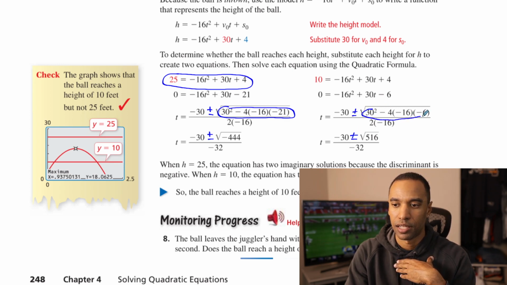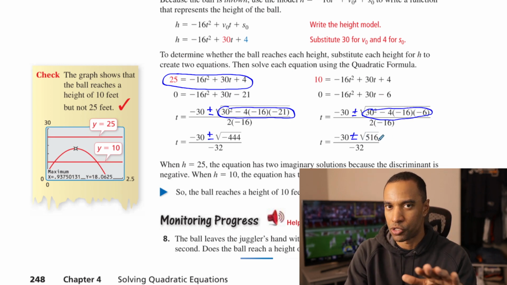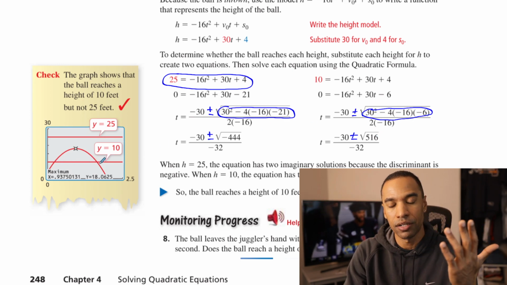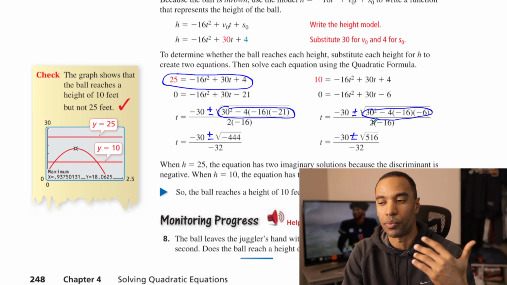The discriminant is 516. Doesn't matter what the number is, it matters that it's positive or 0, because if it's one of those, that means it has real solutions. 1 or 2 doesn't matter. The point is, it reaches 10 feet. It goes above it, but it reaches 10 feet.